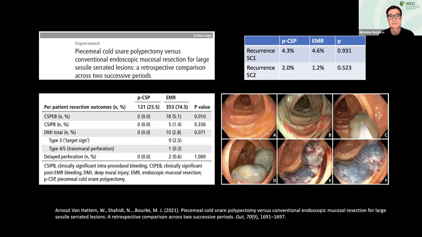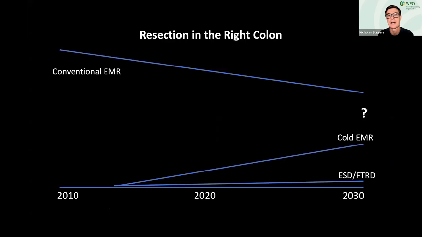This is our recent study from Westmead that was displayed before. Essentially, recurrence rates are very similar, with adverse event rates much higher in EMR. So I think we'll be seeing this on the rise in the future.